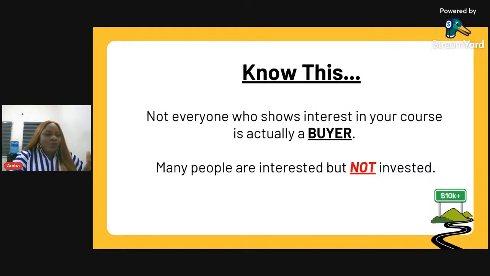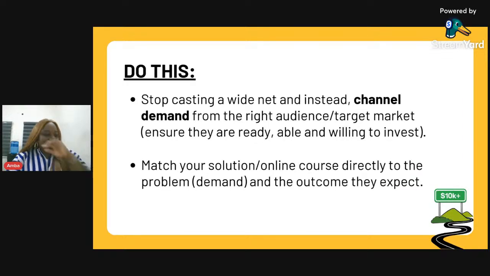You should be going after invested clients, clients that are invested in solving this problem and are invested enough to want to pay anything. They are ready to invest anything to have this problem solved. And you should be matching that problem with your solution. You should be channeling demand. You should be fulfilling demand. All right?